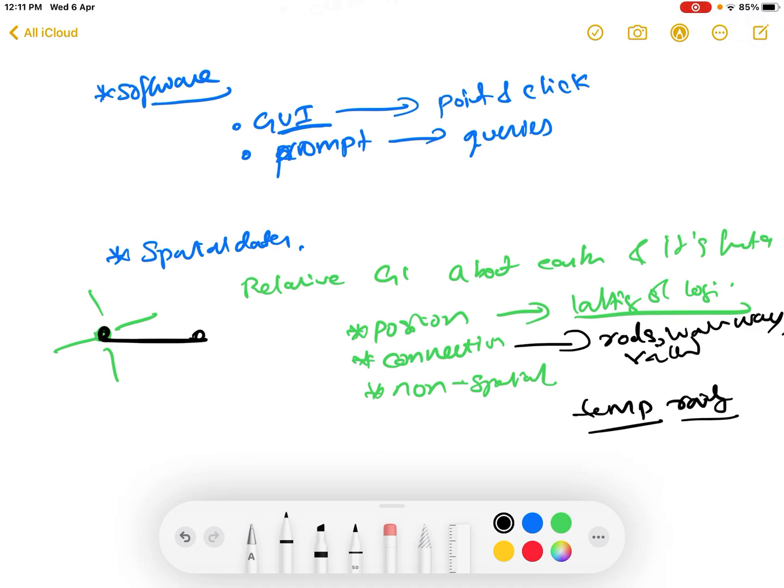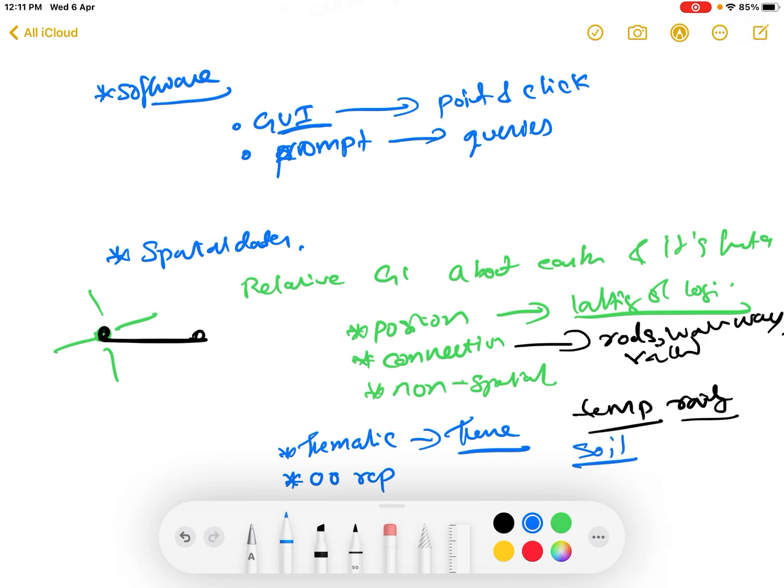And this spatial data can be represented in two ways. There are two ways to represent this. The first is the thematic representation or object oriented representation.